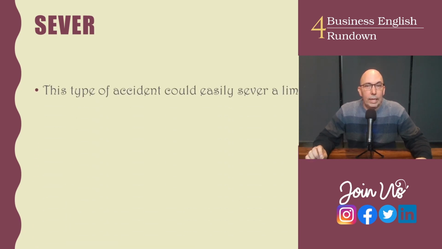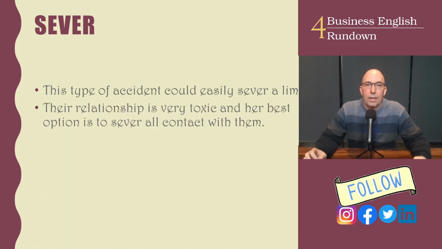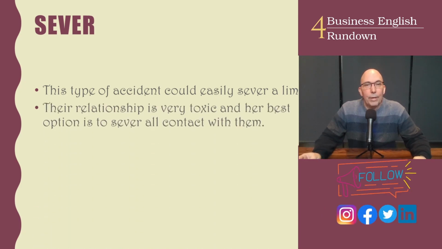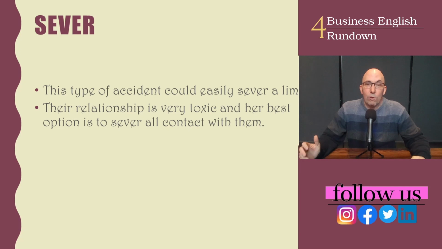This type of accident could easily sever a limb, to cut it off completely. Not just injure it, but to cut it off. A limb meaning like an arm, a leg, something like that. Their relationship is very toxic, and her best option is to sever all contact with them. So if we talk about sever a limb, we mean it literally. The limb got cut off. Sever all contact is more metaphorical, that we're not going to contact that person ever again. We're not going to call them, we're not going to write them, we're not going to see them. We're severing all contact.